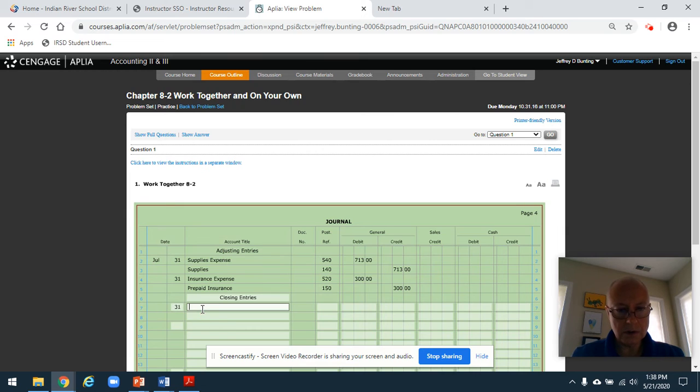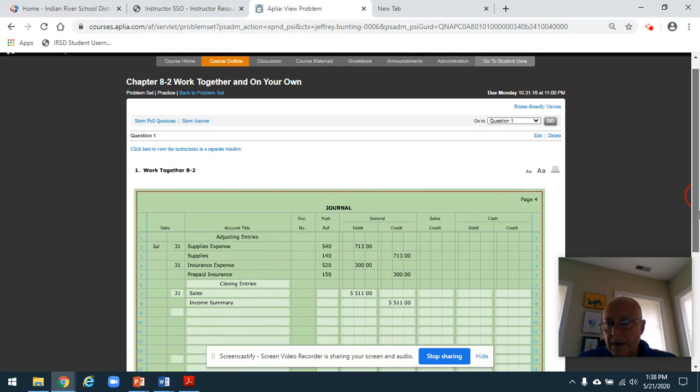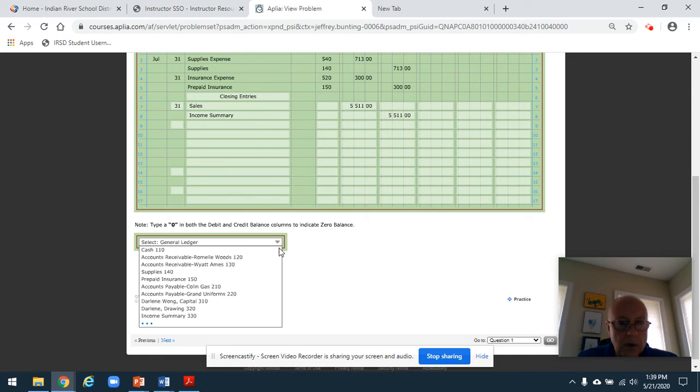Here's 31st, sales. Okay, and then income summary. Okay, 5511 credit entry. So again, I put this on display. We're then going to go in and we're going to look here at the income summary. There we go. So 330.